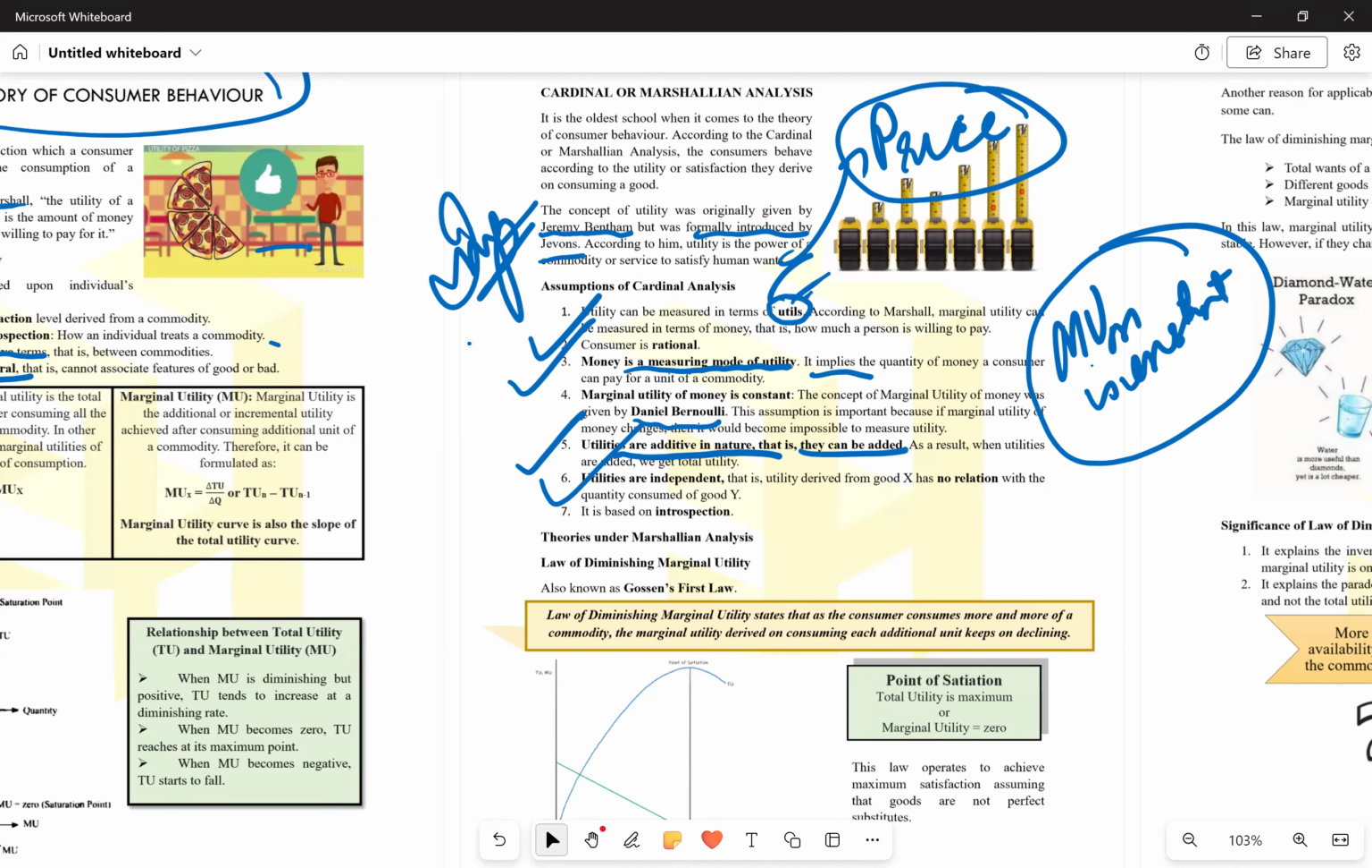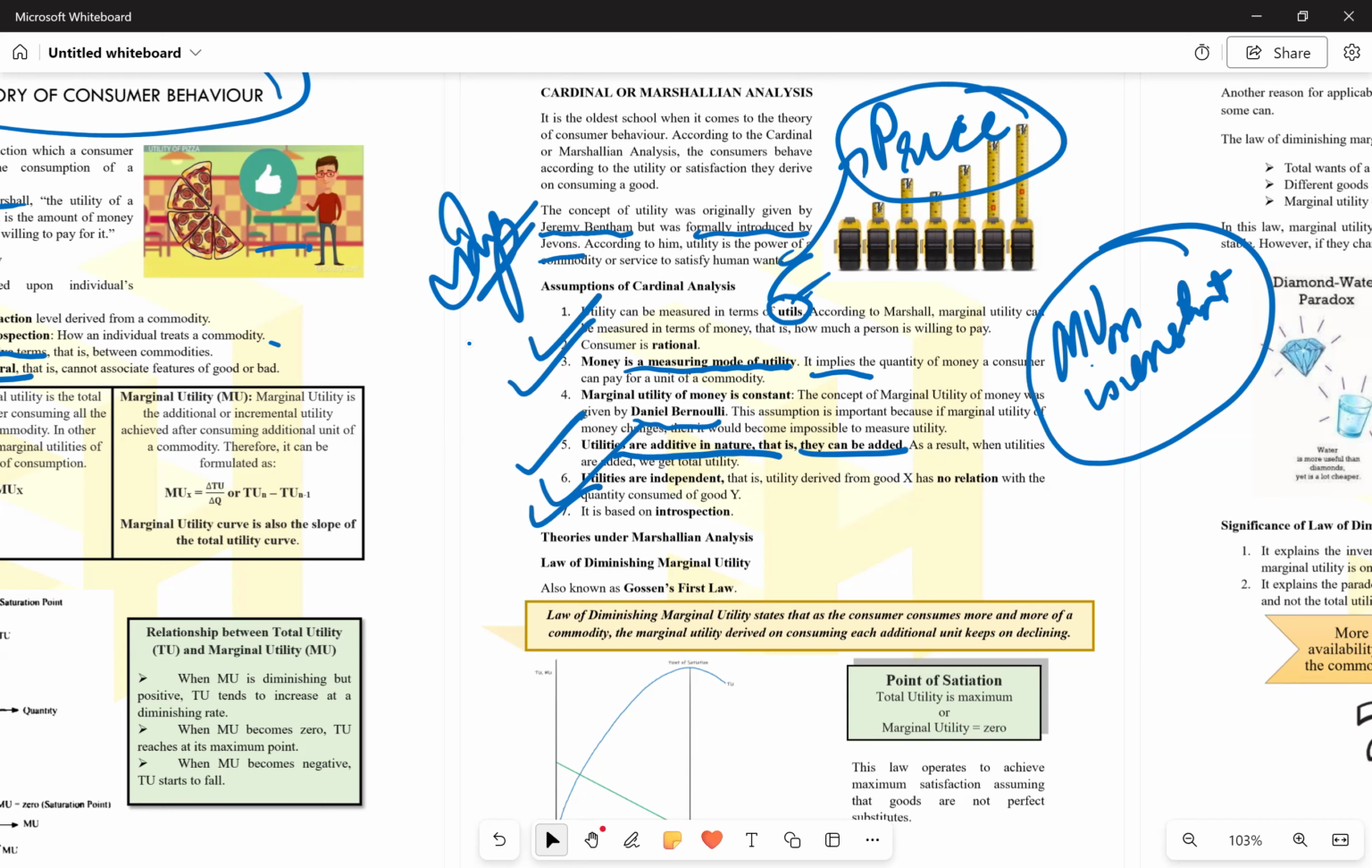Again, there is a criticism for it, but just for simplicity, they made this assumption that consumption of one commodity does not affect the utility derived from the other commodity, right? And then it is based on introspection. Again, how you and I treat a commodity can be different, right? So the whole theory is based on how a person perceives a commodity.